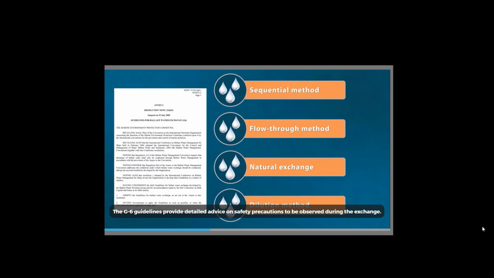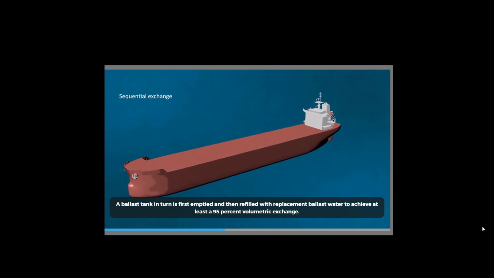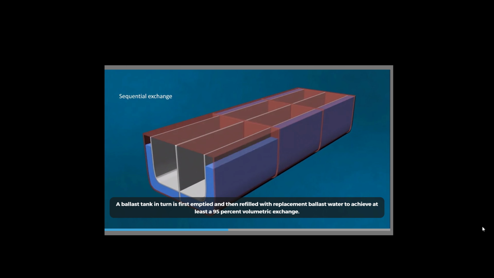The G6 guidelines provide detailed advice on safety precautions to be observed during the exchange. In the sequential method, a ballast tank, in turn, is first emptied and then refilled with replacement ballast water to achieve at least a 95% volumetric exchange.